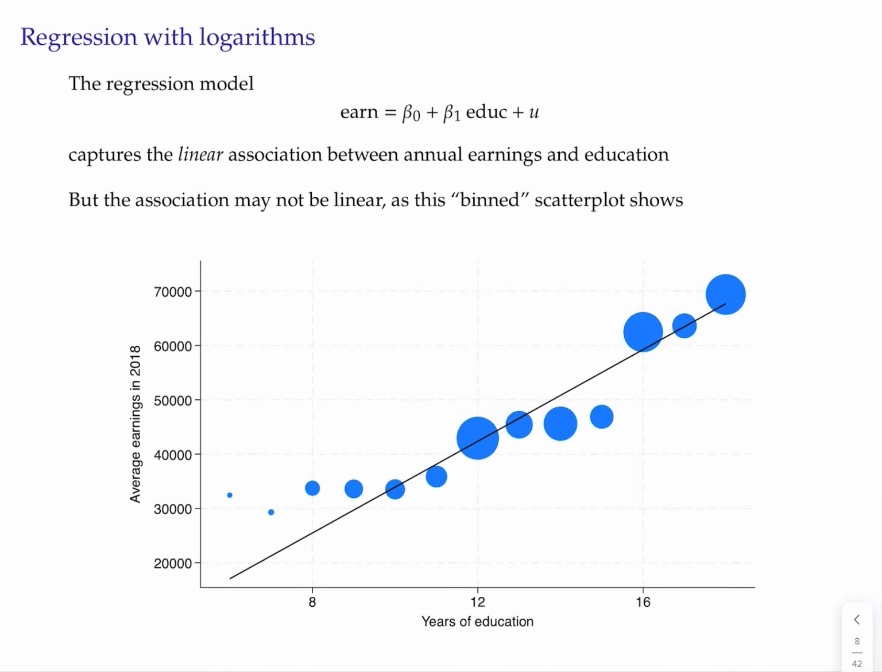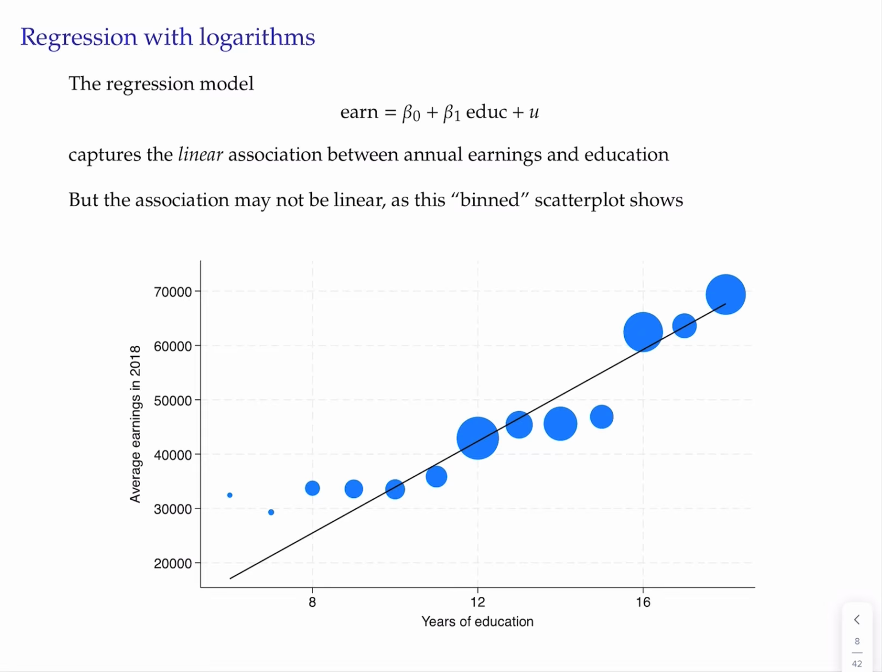In this video, we'll look at regression models where one or more variables is in log form. So I'm returning here to an example you've seen before, the relationship between education and earnings. Earnings is the outcome, education is the explanatory variable. You know, this captures the linear association between these two variables.